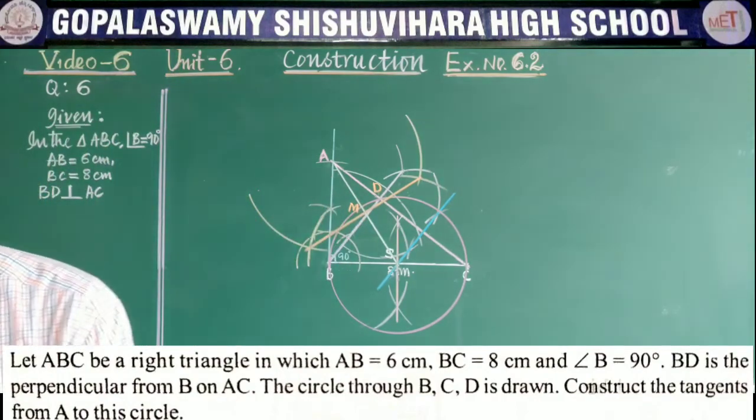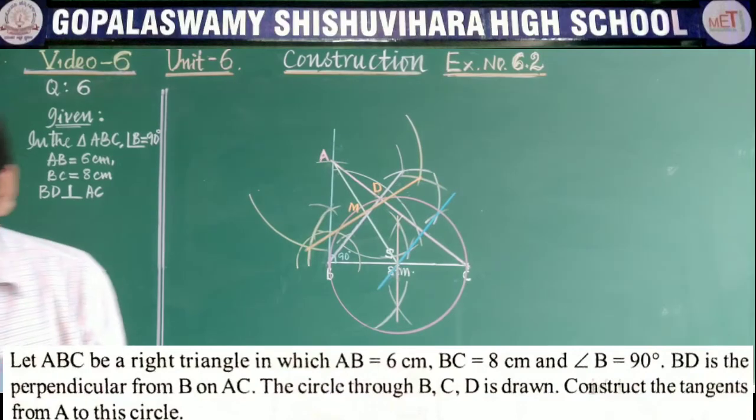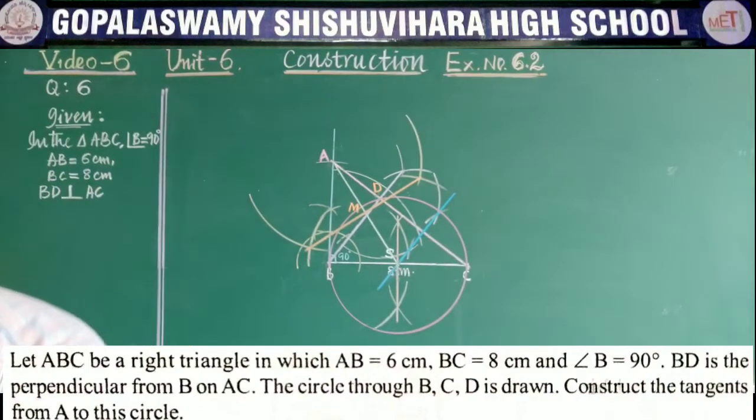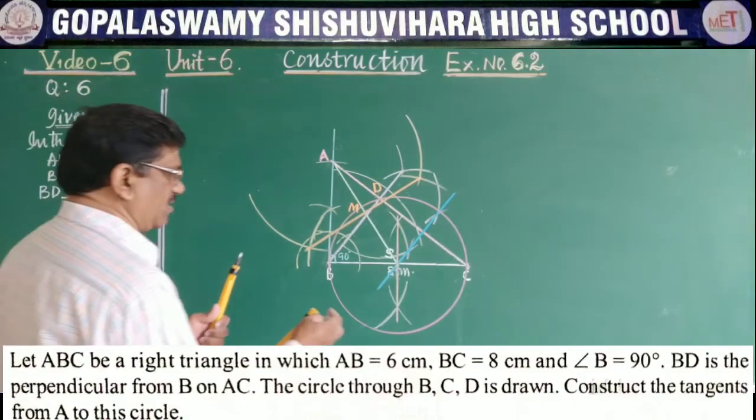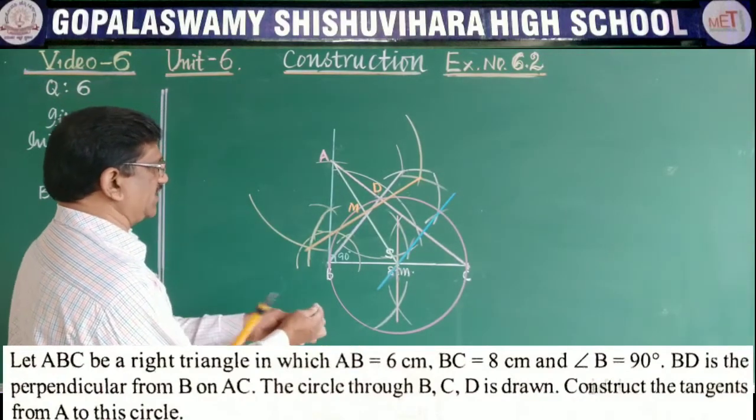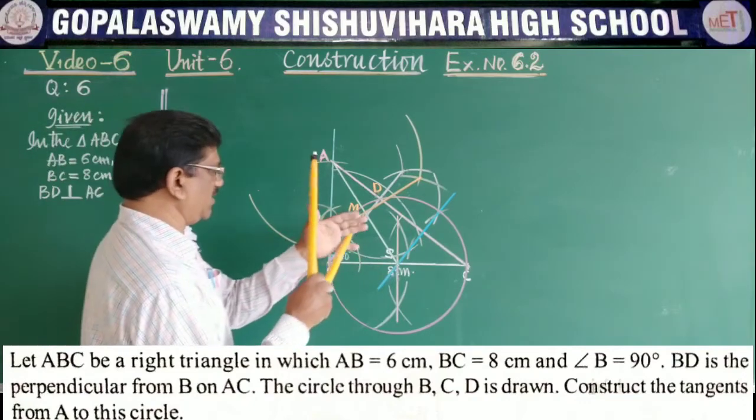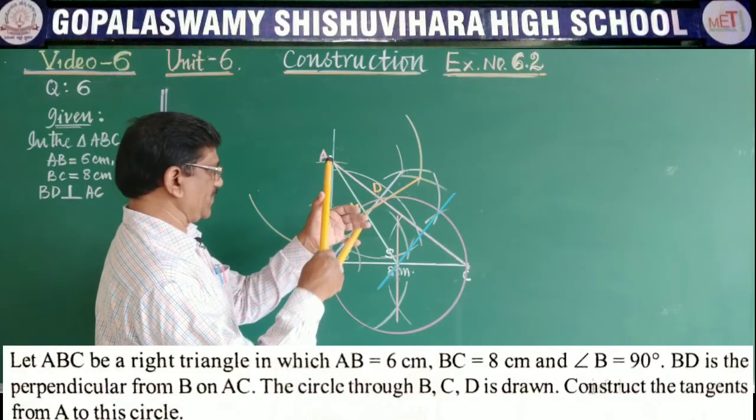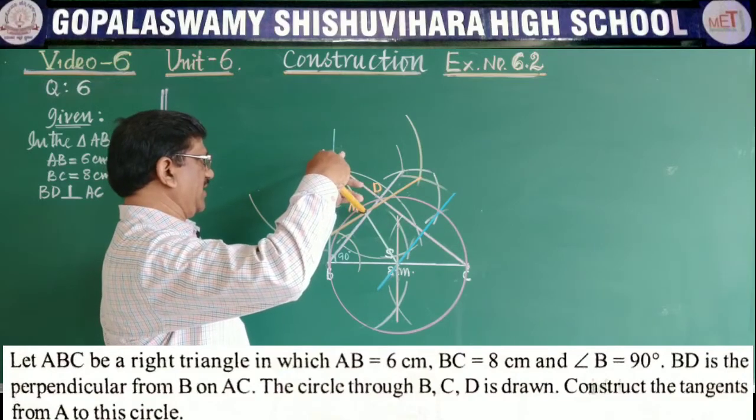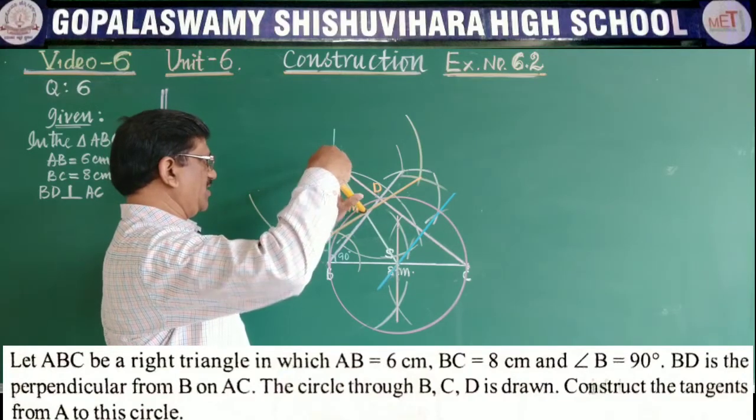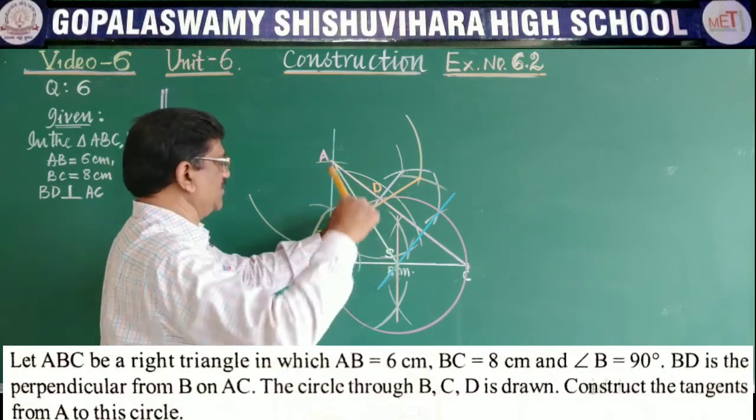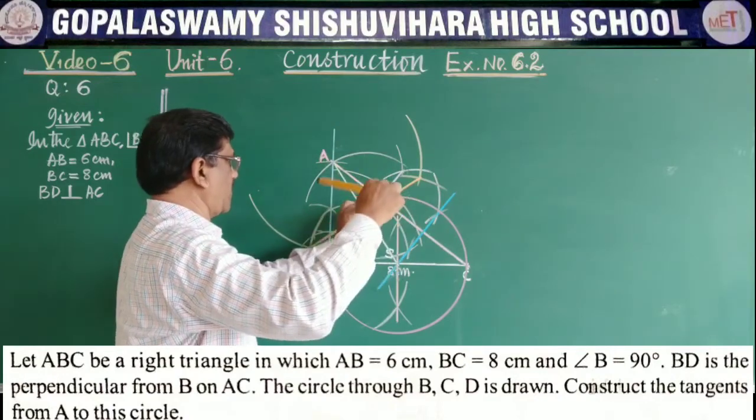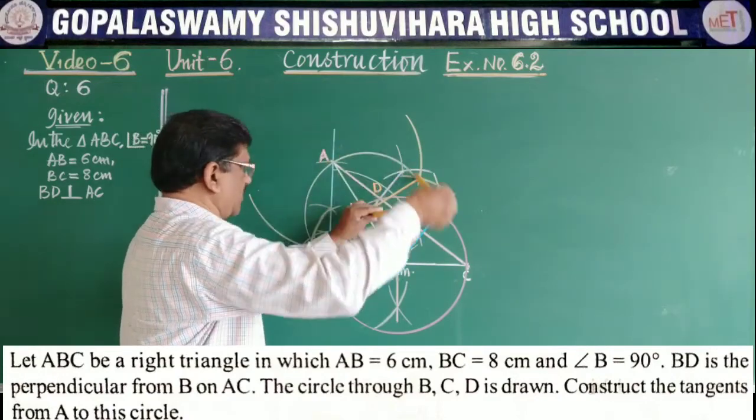So now with M as a center, taking the radius MA or MS, draw a circle.